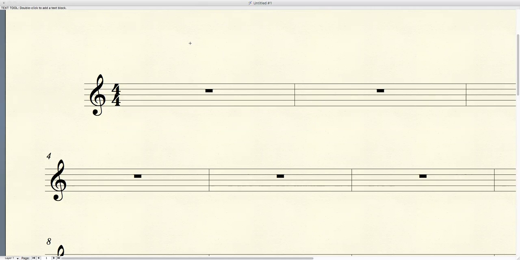Well, hello everyone. We're trying something here. This is just a very brief overview of Western notation.